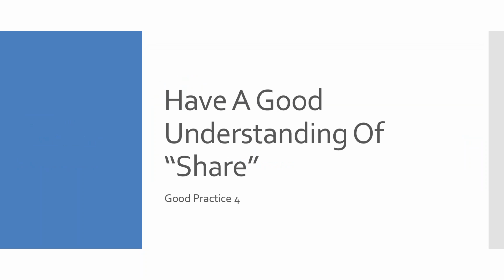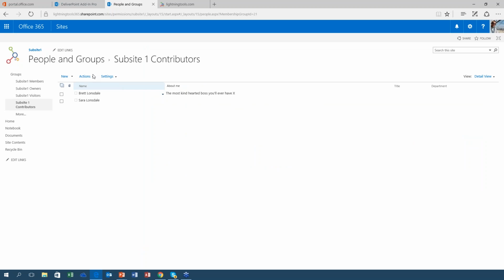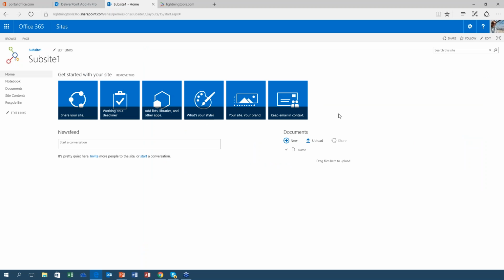However, we also have an issue with the share button and broken permission inheritance, which we're going to have a look at here. So we can click that share button at multiple levels. Let's just take a quick look at that. So here inside our team site, we saw that we can click share in the top right hand corner of the site. Now when we did that, it didn't break the permission inheritance of the team site.